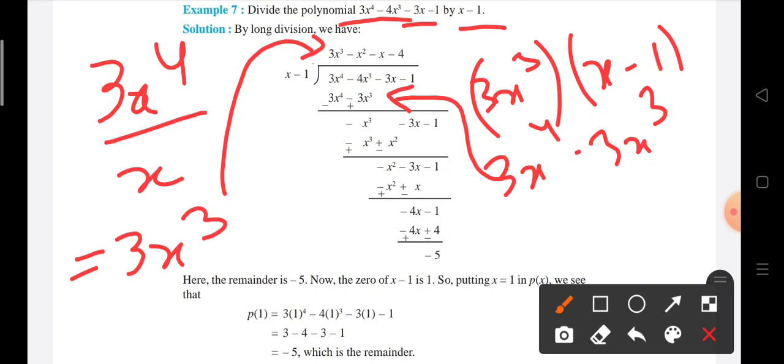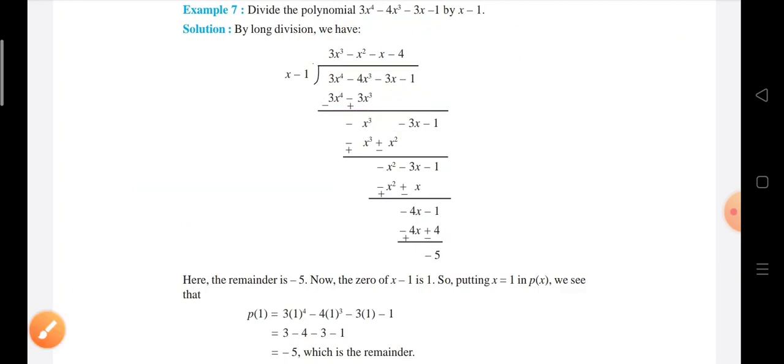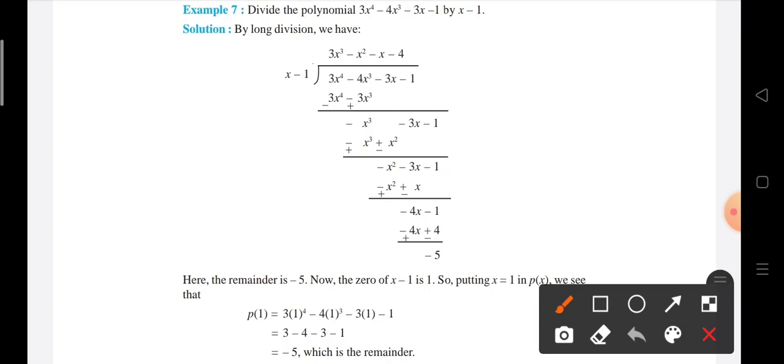Okay. Now what we get? First of all, we change the sign, and what we get? We cancel out the first term, that is of x to the power 4, and then we are left with minus x cube, and we leave a space for x to the power 2 because there is no term for x to the power 2 over here in the dividend. Minus 3x minus 1.